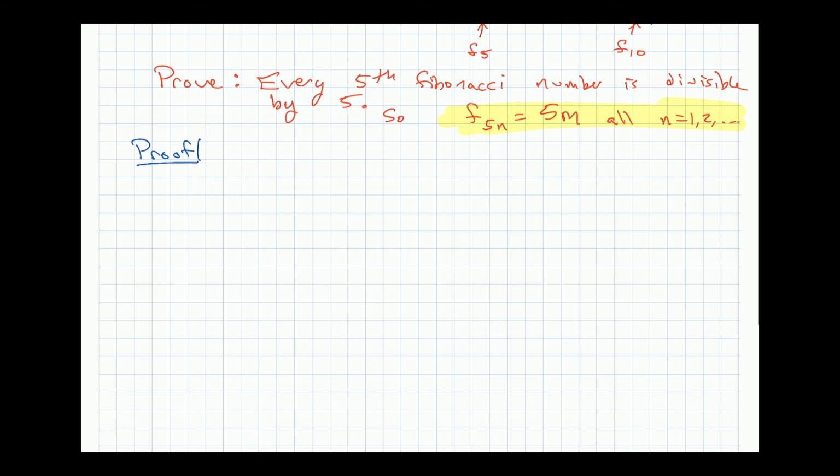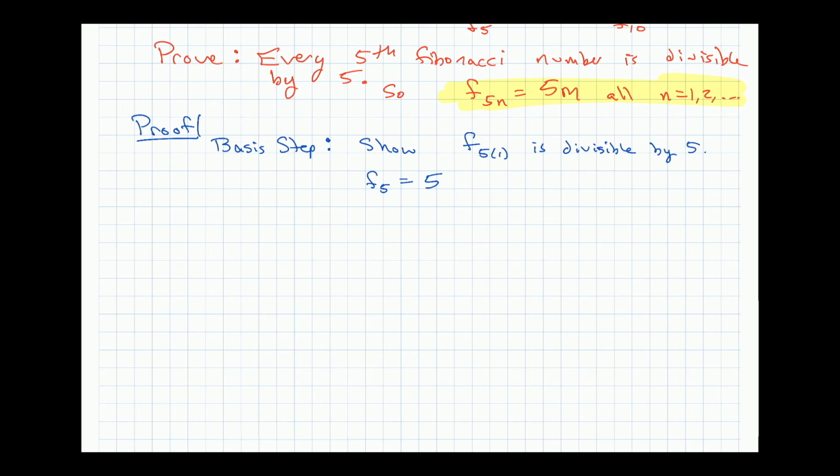All right. So how do you start? Basis step. So for the basis step, we would need to show that f5 times 1 is divisible by 5. Right? That's what you would do for your basis step. But of course, f5 is 5, which is divisible by 5. So there's nothing to do there. Just f5 is 5. Done with the basis step. Induction step.